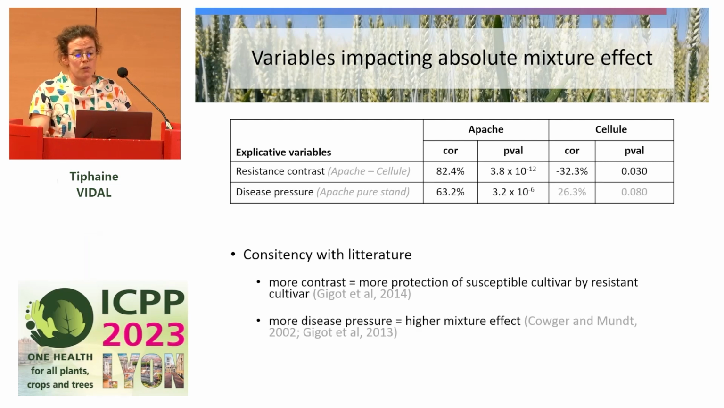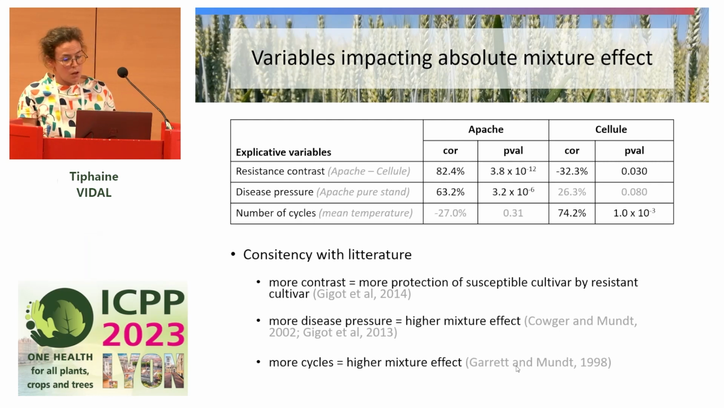For example, disease pressure, for which we used disease on Apache as an indicator, as Apache is susceptible. So here, this had an impact only on the mixture effect for Apache, but not for Cellule. This is also consistent with the literature, which shows the tendency that with more disease pressure, we tend to have higher mixture effect.